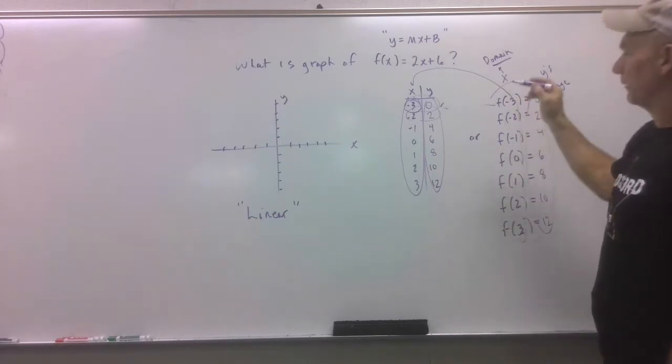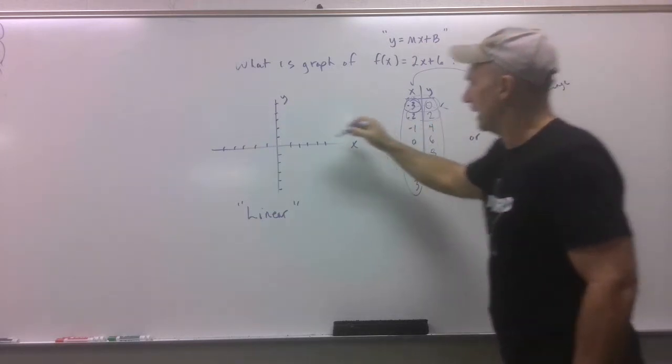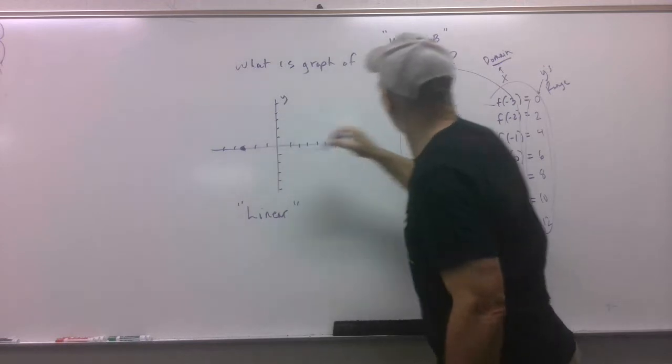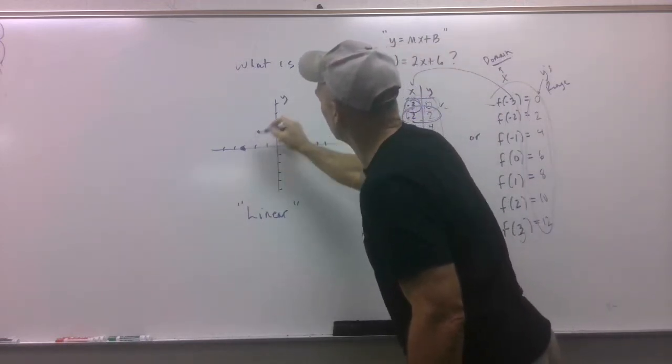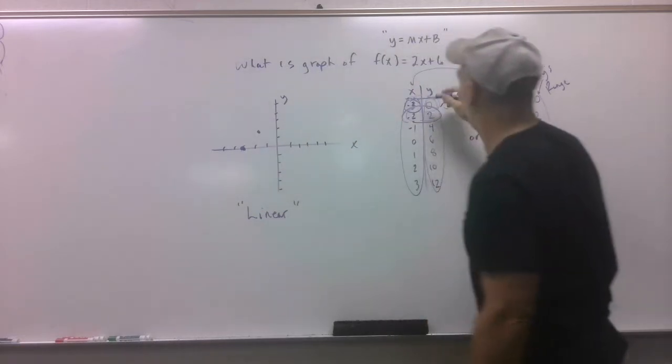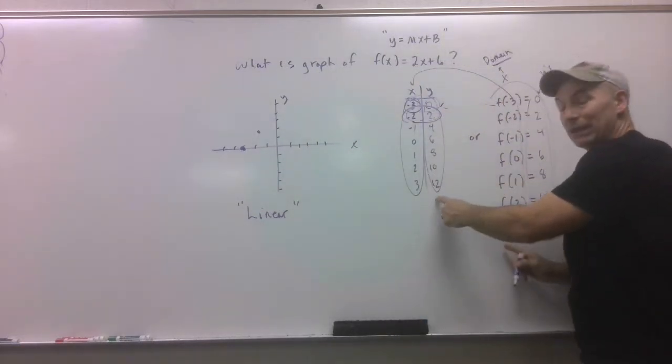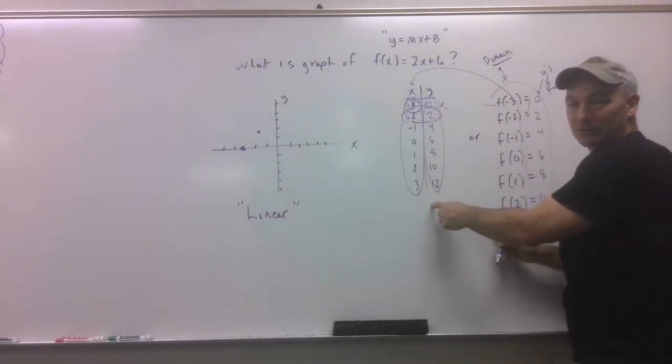So here we go. If I was to plot all these points, negative 3, 0 would be right here, negative 2, 2 would be right here, and I really don't need to plot them all. Now, some of you are already saying, well, you're making this too hard. Well, I'm doing it for a reason.